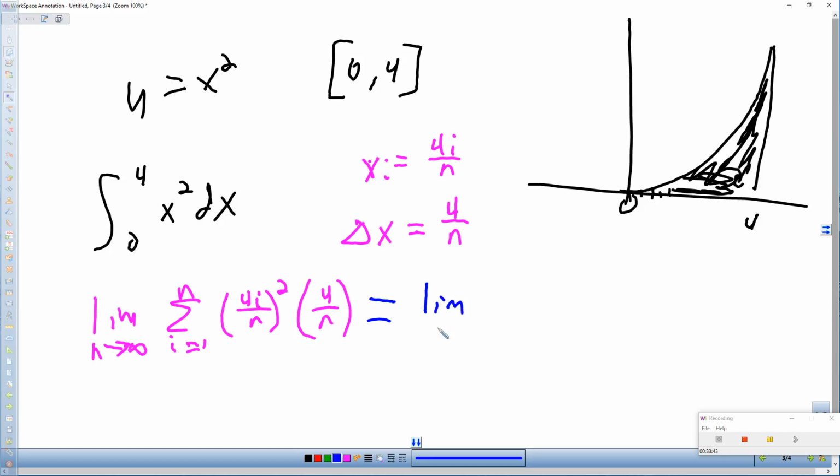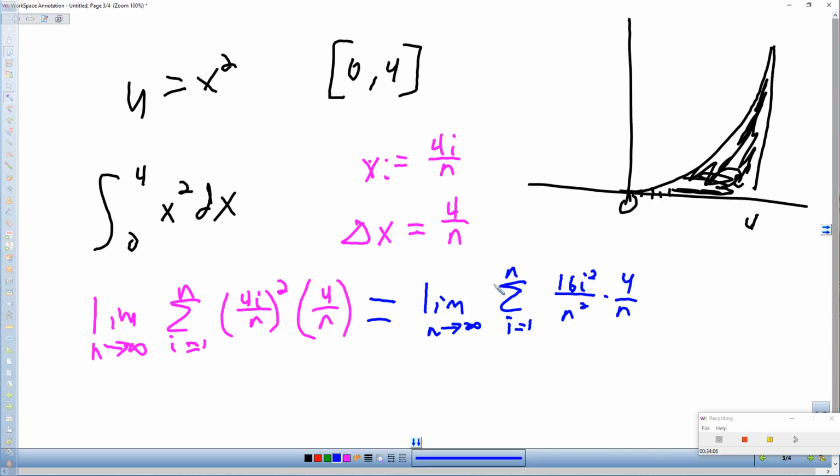F is 4i over n. Yep, so I plug 4i over n into here. So I plugged it into my function. So as n goes to infinity, this is going to be the sum i equals 1 to n of 16i squared over n squared times 4 over n.